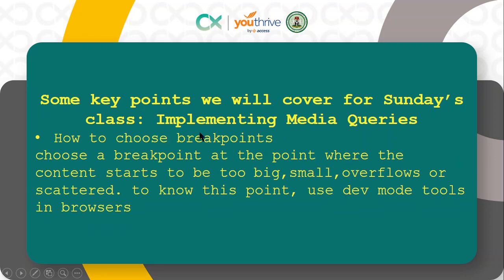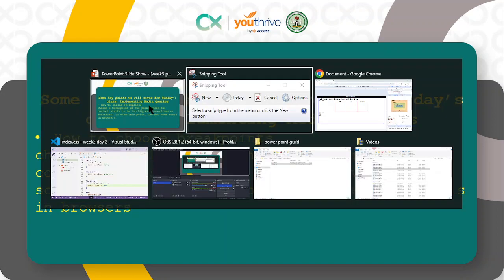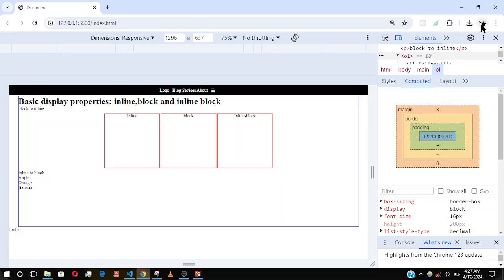So I just thought I should mention that to you. Now, how to choose breakpoints? Choose a breakpoint at the point where the content starts to be too big, small, overflows, or scattered. To know this point, use the dev mode tools in your browsers and select the module. So this is the dev mode tool.